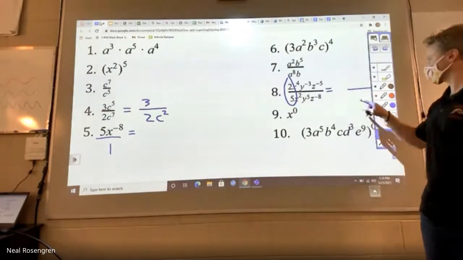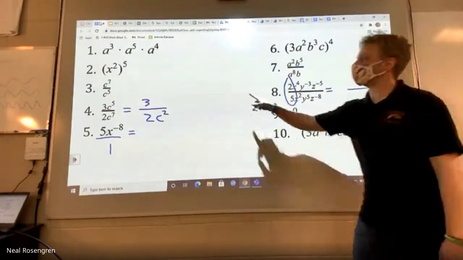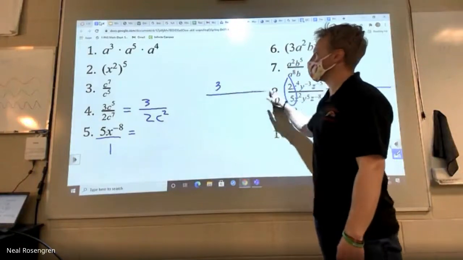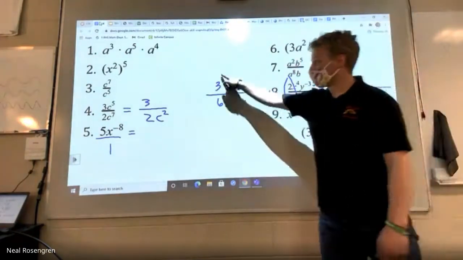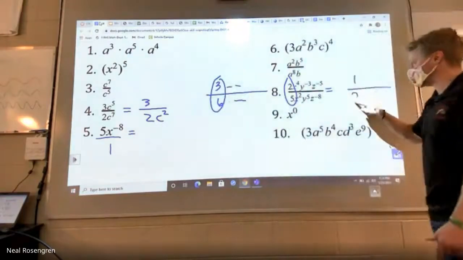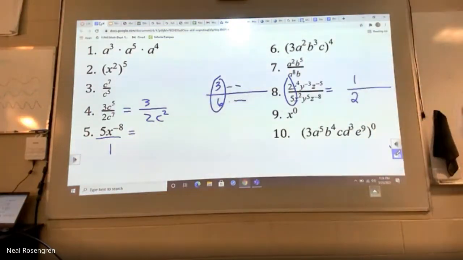Now, if it wasn't 2 and 5, but if it was like 3 and whatever on top, and then 6 and whatever on the bottom, that could be 1/2. And I can simplify the fraction just as a fraction. But 2/5 is as simple as that gets.